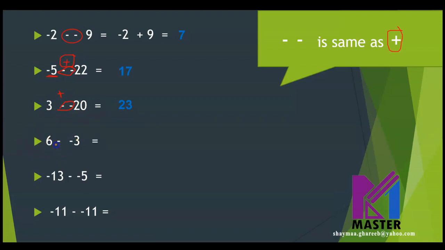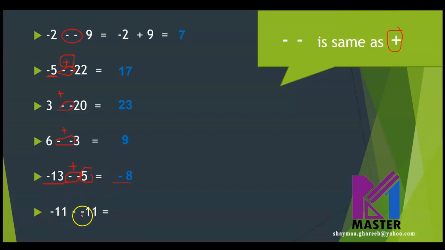6 minus negative 3, I'm going to change it into plus. So it will be 6 plus 3, which is 9. Negative 3 minus negative 5, I'm going to change both of them into plus. So negative 3 plus 5, what is the number that is 5 more than negative 3? It will be negative 8. Negative 8 is more than negative 13 by 5, or it is 5 more than negative 13.